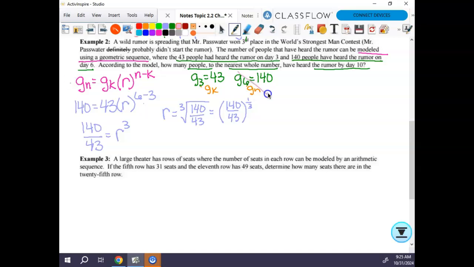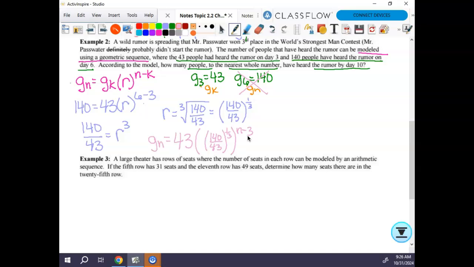I have already used this to help me find R. I'll just get rid of it. So G sub n is going to equal G sub k, which is 43, times R, which is this weird old 140 over 43 to the 1/3 power, to the n minus 3 power. Okay? This would definitely be a calculator question, so don't freak out, but you still have to leave it like this. Whether you have a calculator or not, it's still going to look like this. It doesn't even matter. And there's your G sub n.